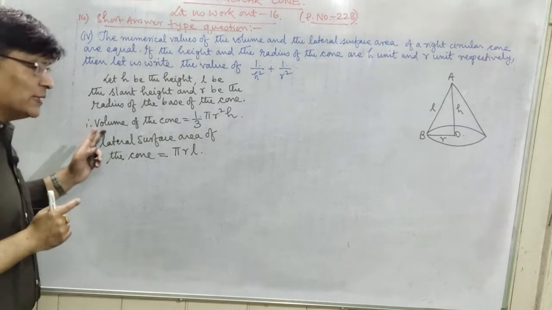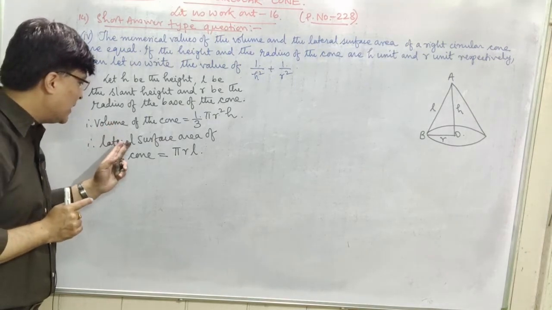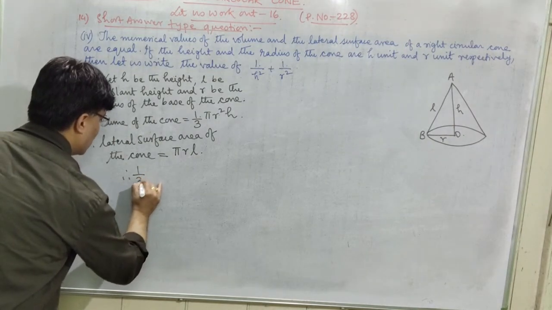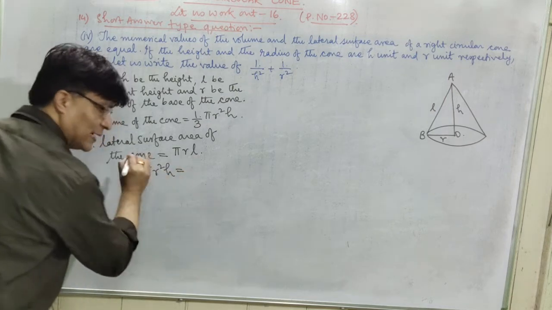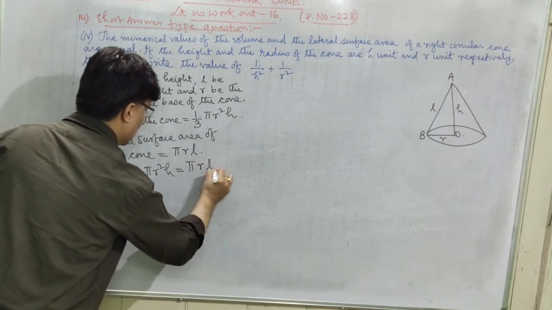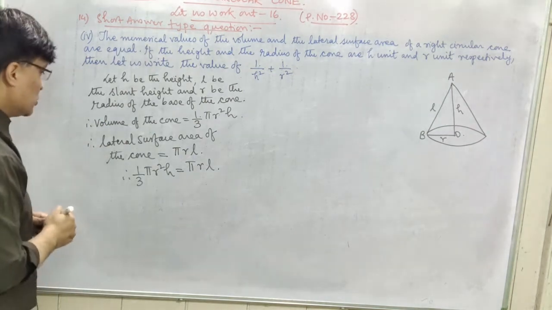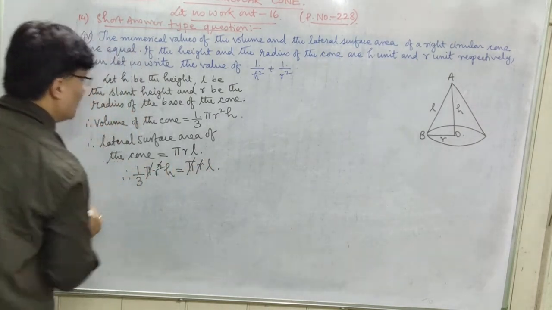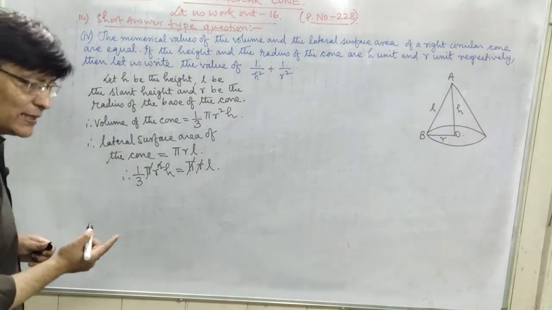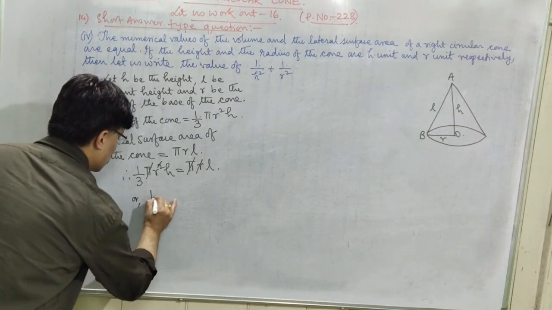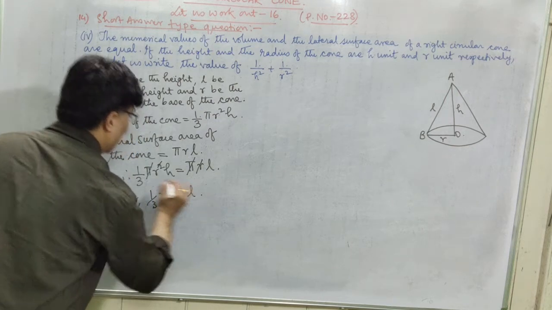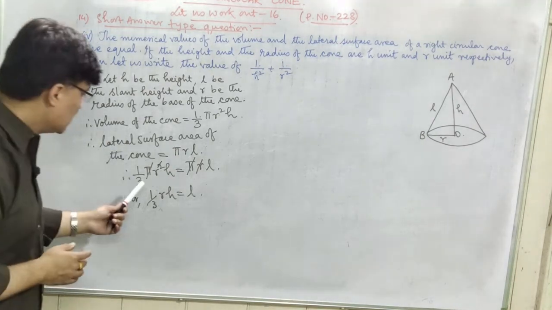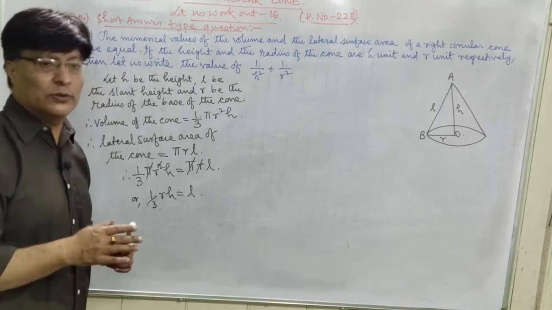So by the question it is given that the numerical values of volume and lateral surface area of the cone are equal. So we can write here, therefore this volume 1/3 pi r square h is equal to lateral surface area, that is pi r l. Okay, so here you can cancel this pi, this r and square will be cancelled. So what do we get now? That is 1/3 RH is equal to L. Is that clear now? So we have got it.